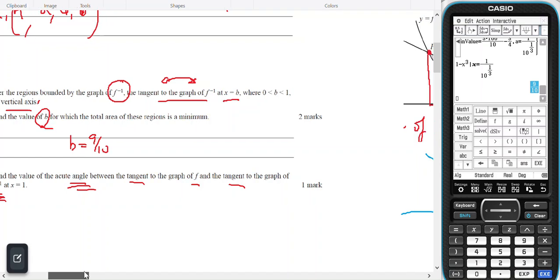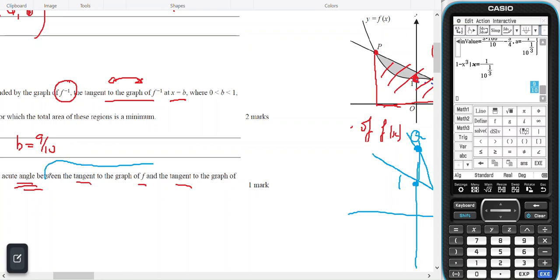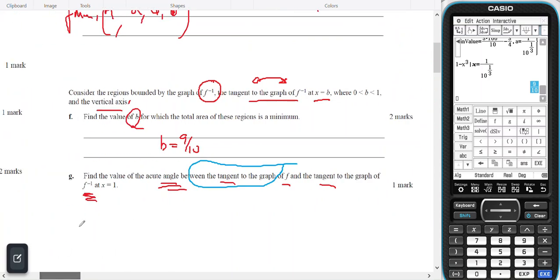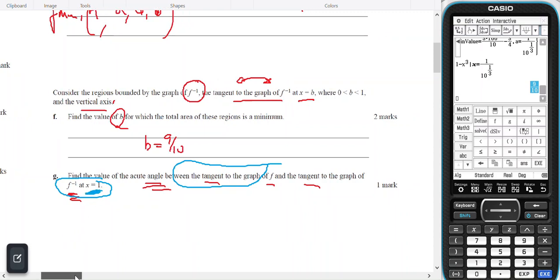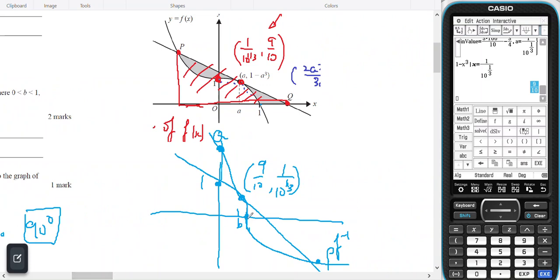Find the value of the acute angle between the tangent to the graph and the tangent to the graph on both at x equals 1. Both at x equals 1. Okay, so for the inverse at x equals 1, it's a vertical line. Therefore, the angle is 90 degrees. Because at x equals 1, it's a vertical line. So that angle is going to be 90 degrees. And I want the angle here on this curve.